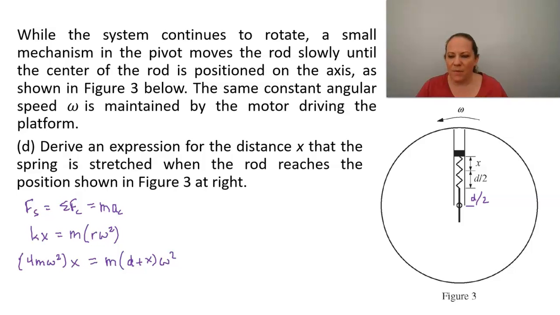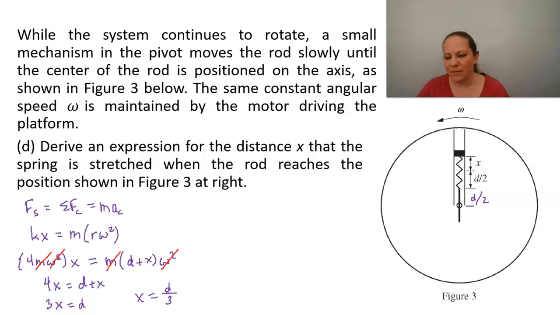And so when we cancel out a few things, I was trying to decide if I was going to write out more of the algebra, but I realized I don't have to. So the m's cancel out on both sides. The omega squareds cancel out on both sides because it's all multiplied. And now we're going to have 4x equals d plus x. So 3x is equal to d. So now x will be equal to d divided by 3.